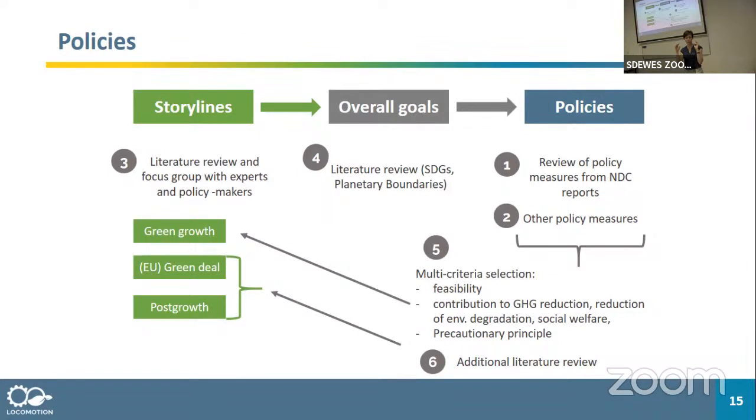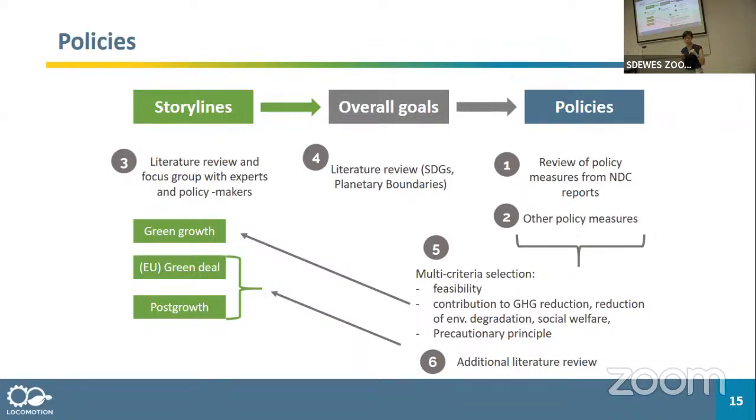And then, from the overall goals, you also need to consider specific policy measures. Where do they come from? They came from a number of sources. On the one hand, we made a huge review of policies that were proposed in the nationally determined contributions reports of the EU member states. In the Paris Agreement framework, all the member states need to determine their contribution, and the European Commission requires that each member state comes up with a plan of how they want to achieve it. These reports contain long lists of policies that all of the European countries want to implement.